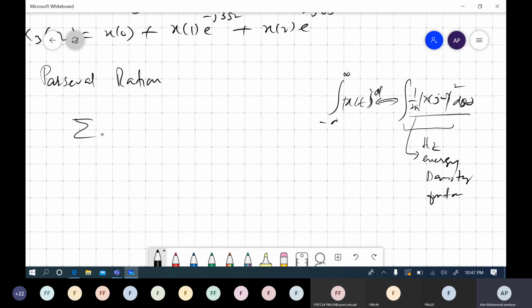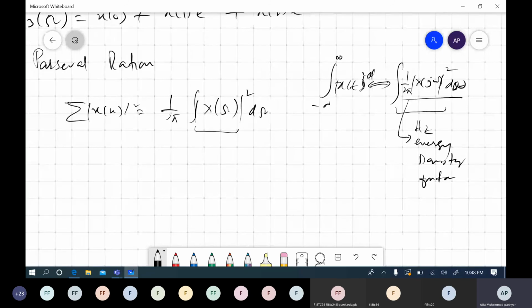Energy density function, right? Now what about frequency? Here we have a summation, because integral is only for continuous time signals, and its counterpart is summation in discrete time systems. If a signal is energy bounded, for example, right, then its associated energy must be equal to the integral of x of omega squared d omega. Where is e to the power minus j omega? Because that information is of phase, so we are only concerned with magnitude, right?